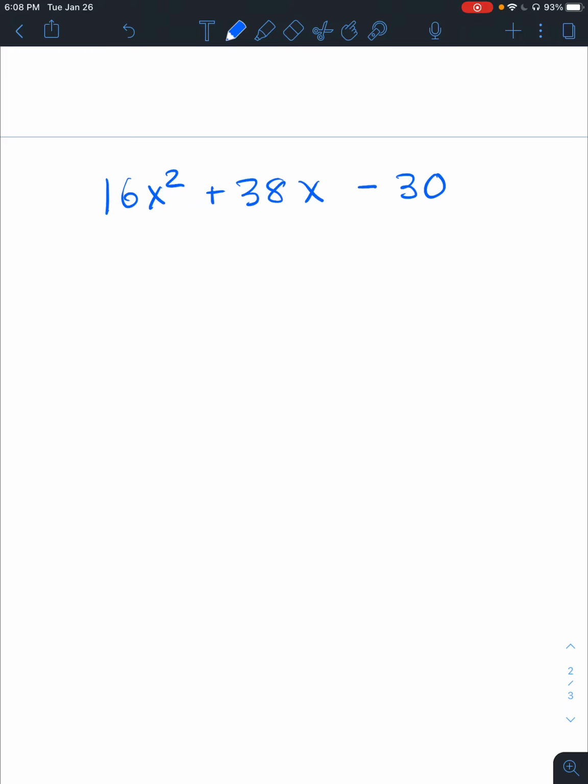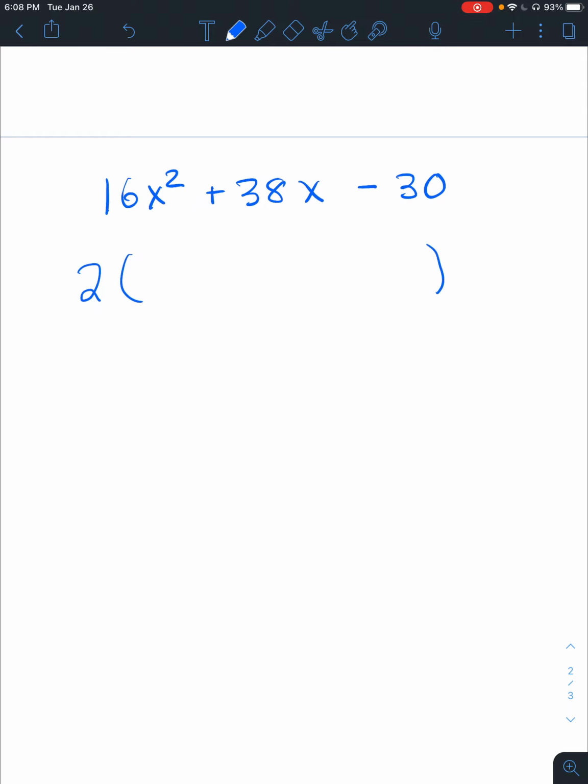Pause it and figure it out. Unpause, and I just heard you say greatest common factor. Yes, that should be the thing that you always look for. So when I look at 16, 38, and 30, I know that all these numbers are divisible by 2, so I can factor out a 2.